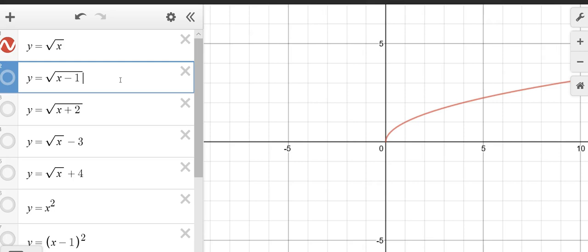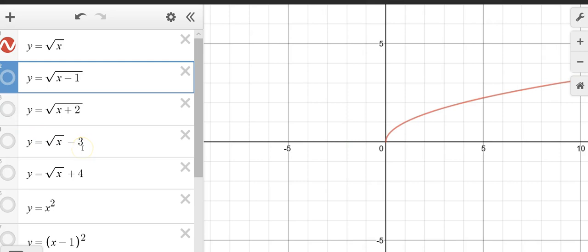Right or left? X minus 1. I've got 1 vote for right. I've got 1 vote for left. Let's find out. Looks like it's to the right. The part under the radical, or inside the absolute value bars, or inside the square root symbol, is always going to look backwards from your common sense.